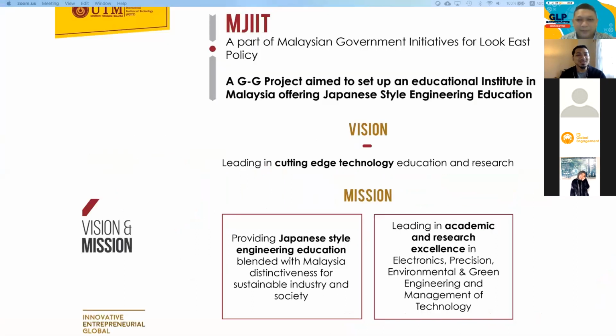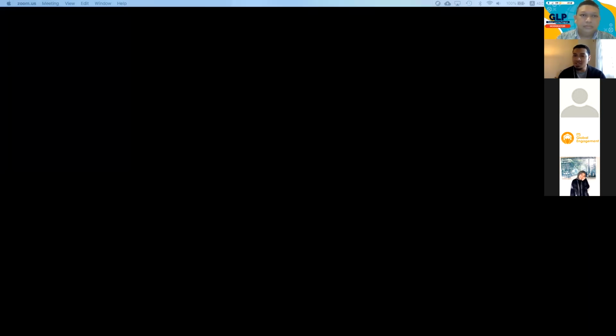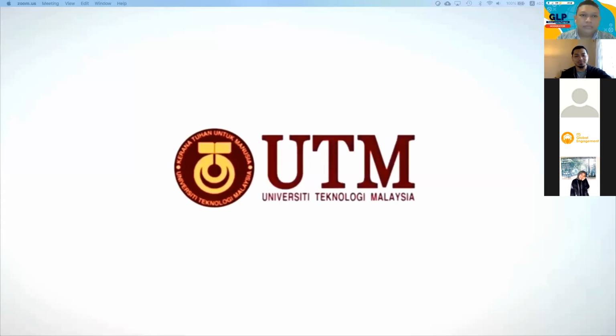Inshallah. A bit of background about my institute: it is a G2G, government to government project, where the Malaysian government is working with the Japanese government to provide a Japanese engineering education blended with the Malaysian education system. This vision is very important. It is a pilot program, and hopefully the relationship between Malaysia and Japan can be more valuable in future. So this is a short video about my institute. Enjoy.